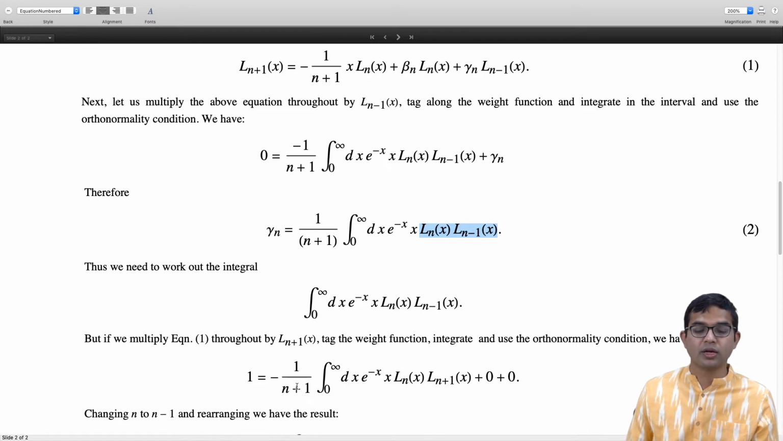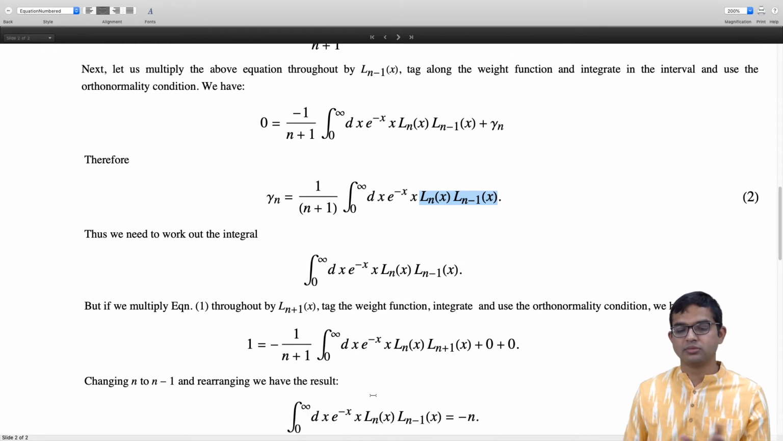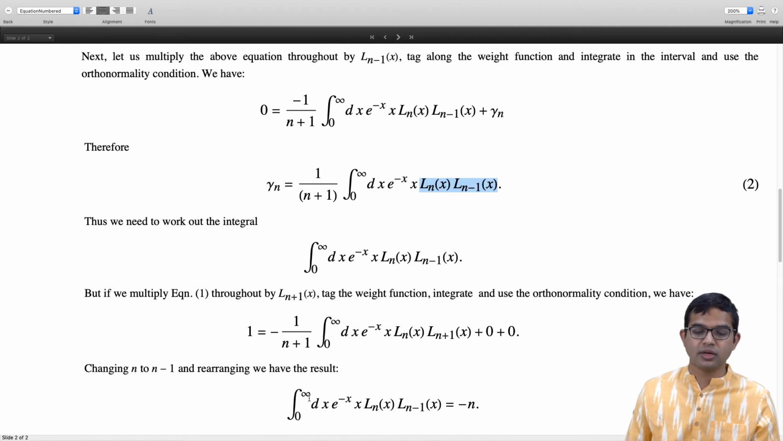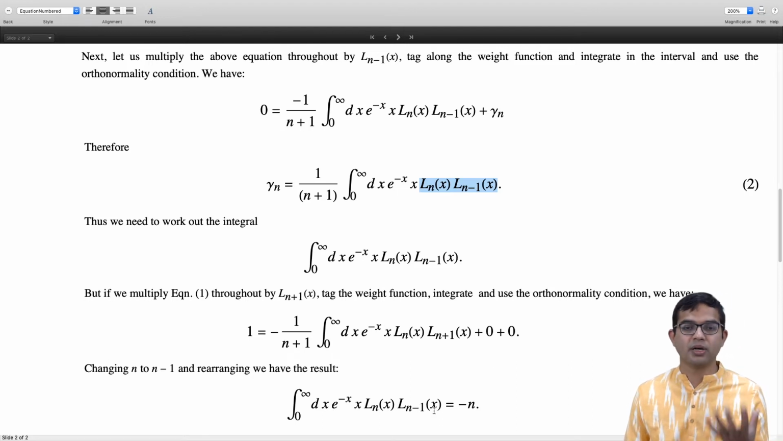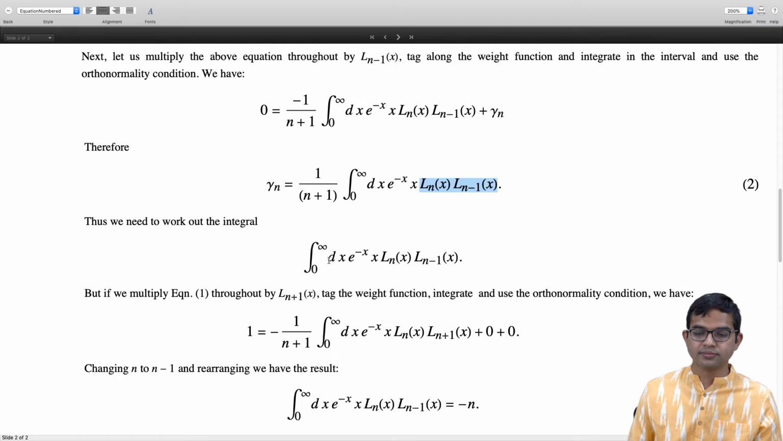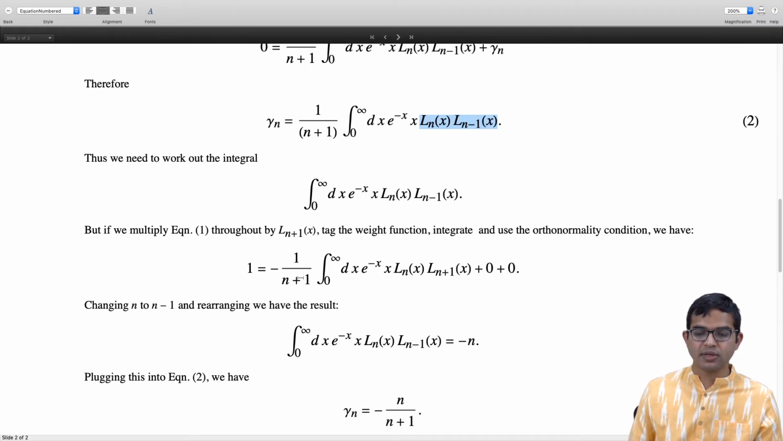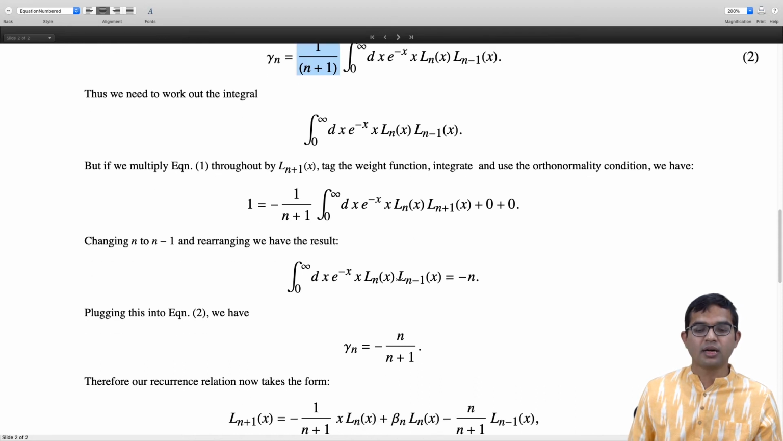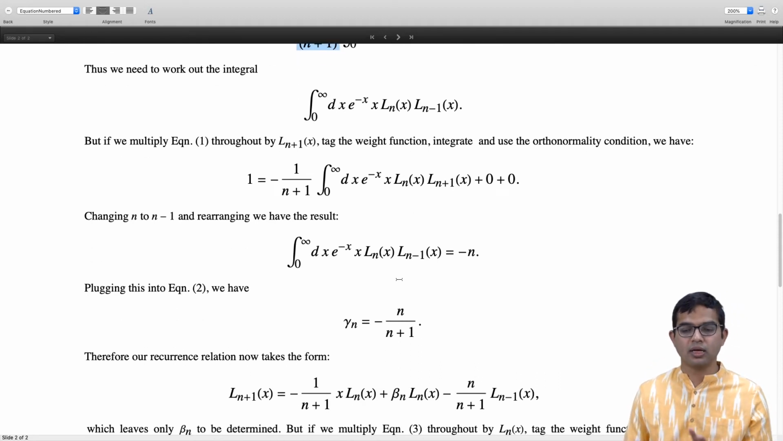Instead of minus 1 over n plus 1, you'll have minus 1 over n, and then you bring it to the right hand side if you wish, and you rearrange these terms in such a way that you write down this integral 0 to infinity dx e to the minus x times ln of x times ln minus 1 of x as just simply minus n. So along with equation 2, we can immediately say that gamma n is minus n divided by n plus 1, right? So this means that our recursion relation has become even more concrete now.